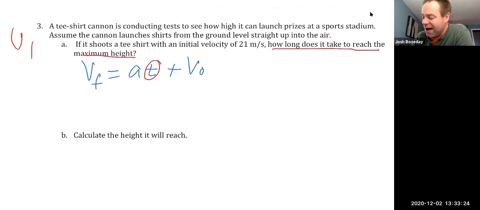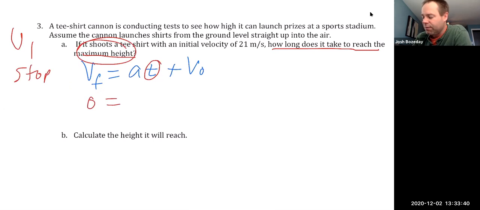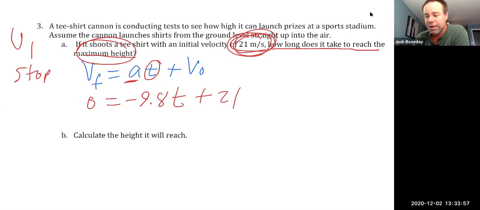Well, the final moment is the maximum height. And what we know when things are launched up and reach their maximum height is they stop for a moment. So that means the velocity is 0. You stop at the maximum height, which means the velocity is 0 at the maximum height. We know that the acceleration due to gravity near Earth is negative 9.8. t is what we're solving for. And it tells us right here what the initial velocity is, so it's 21. All right, so from here, it's just algebra.